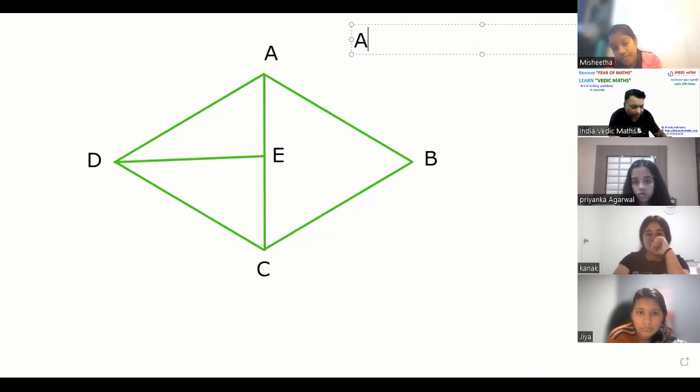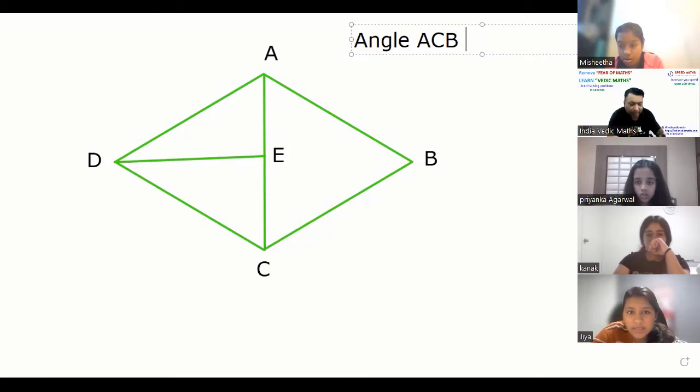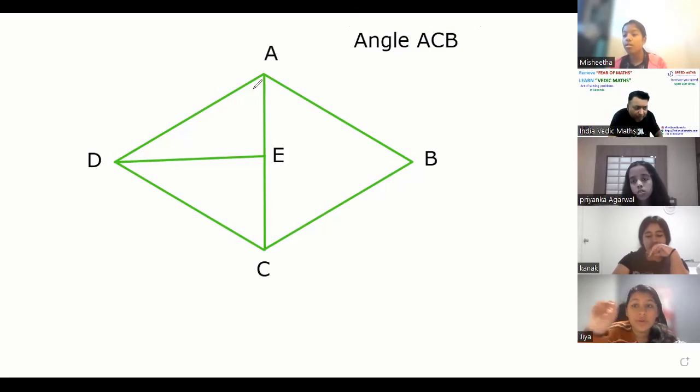Tell me, Jia, angle ACB is a valid angle on this or not? See the whiteboard. Yeah, so it is a joint angle. Angle ACB is valid? Yes. Okay. Now what I'm going to do is, guys, I'm going to name the angles and then I'll ask you. Suppose this is angle 1. This is angle 2. This is angle 3.